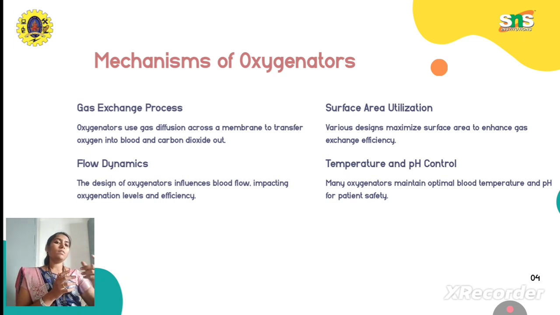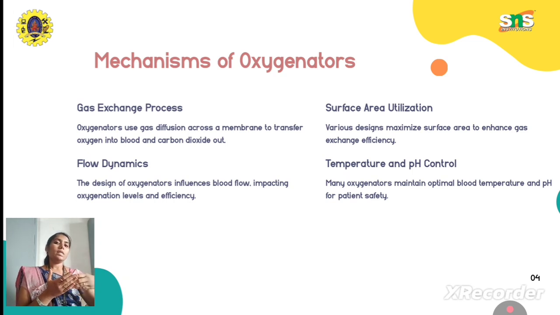And then the third important mechanism of the oxygenator is surface area utilization. As you increase the surface area, your oxygenation process will also be high. So various designs have been introduced or implemented in order to maximize the surface area, so that it will enhance the gas exchange efficiency.